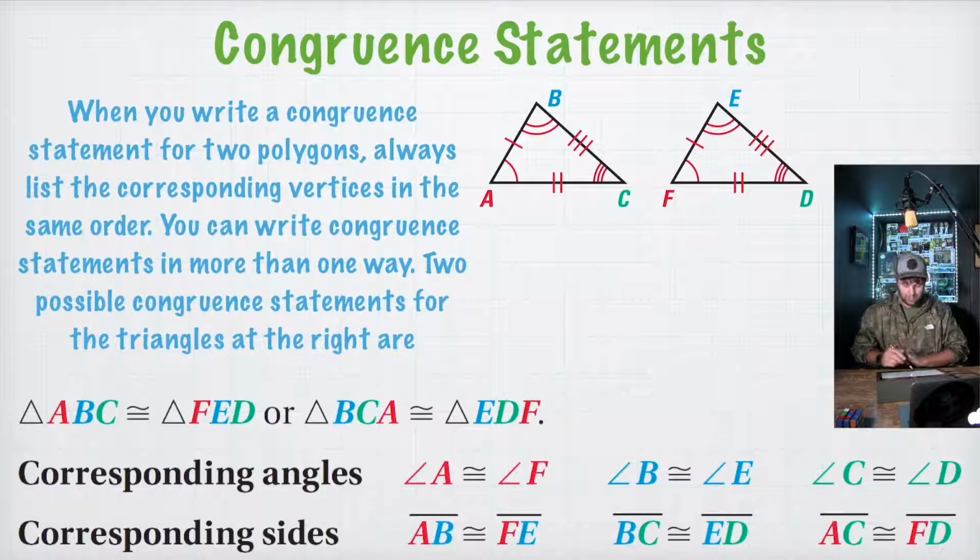Corresponding sides would be side AB is congruent to FE. And you want to make sure you write that in the same order too. A is congruent to F, so we wrote them first. B is congruent to E, so we wrote them second. Everything has to be in the same order when writing a congruent statement. Okay? Side BC is congruent to ED, and side AC is congruent to FD. Okay, I hope that made sense. Let's go ahead and put this to practice.